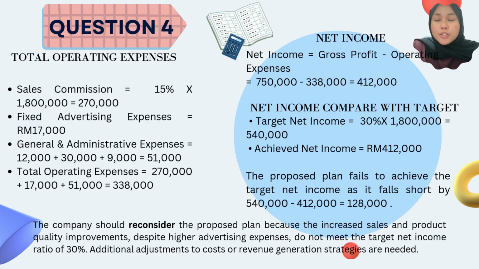So the company should reconsider the proposed plan, because the increased sales and product quality improvements, despite higher advertising expenses, do not meet the target net income ratio of 30%. So additional adjustments to cost or revenue generation strategies are needed in this plan.